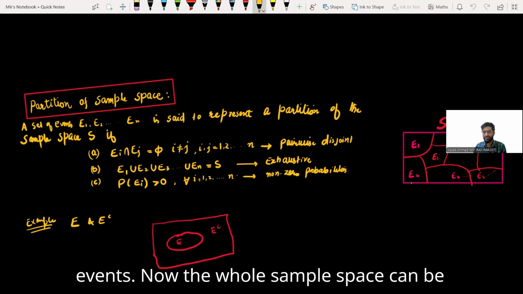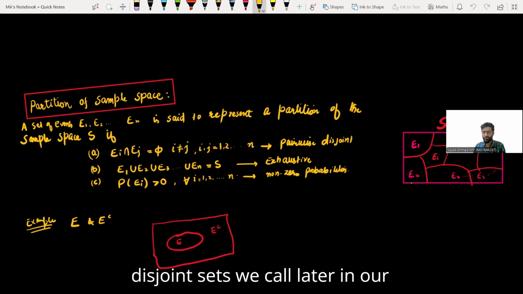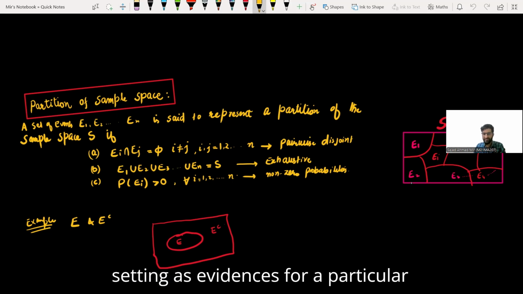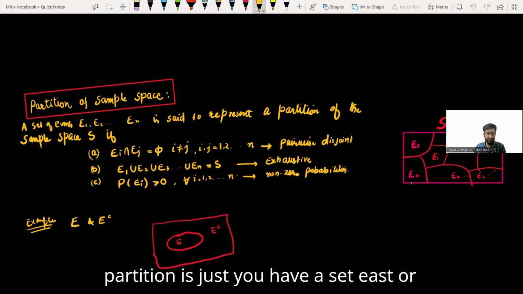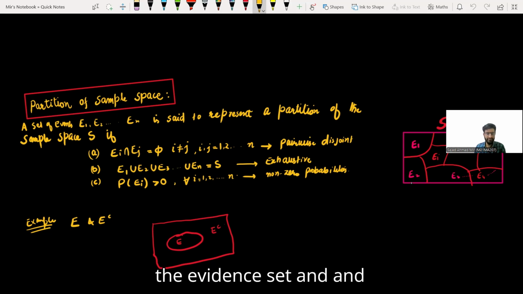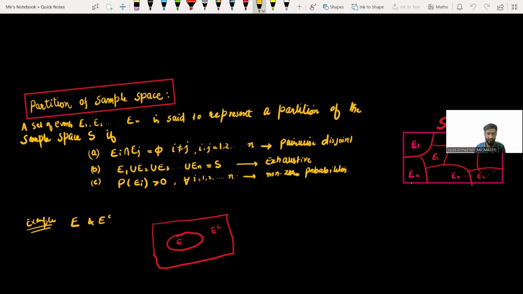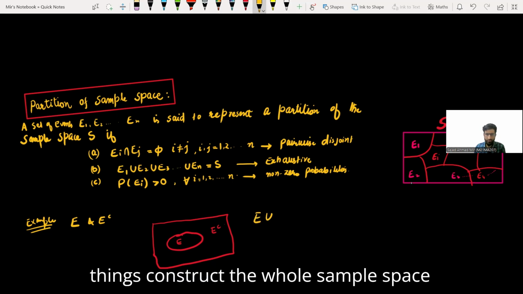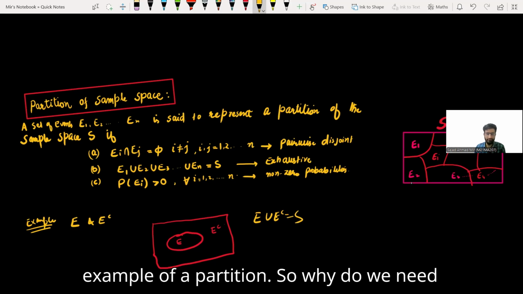Now the whole sample space can be divided with these disjoint sets, which we call later in our setting evidences for a particular effect. One simple partition is just you have a set E, the evidence set, and the elements which are not in the evidence set, and all together these construct the whole sample space. So this is the simplest example of a partition.